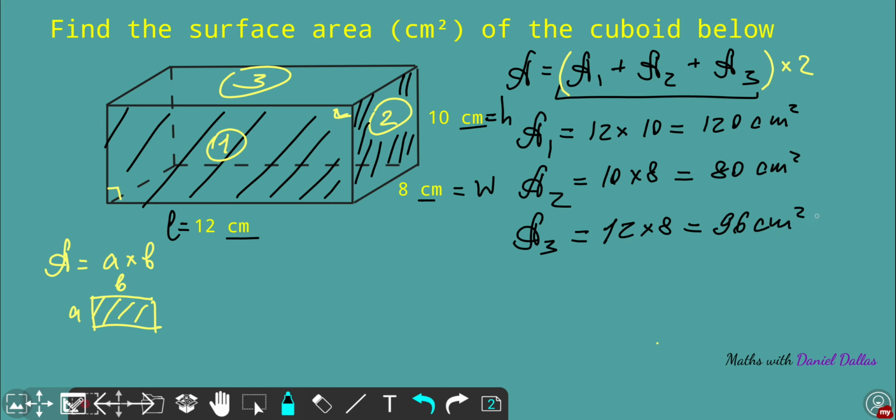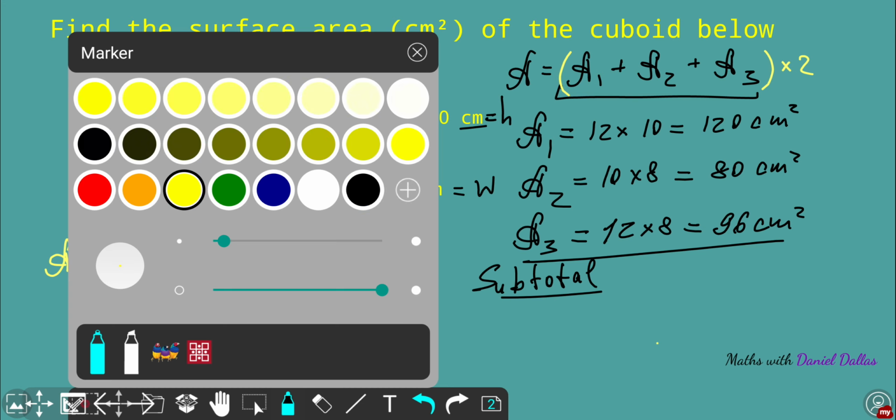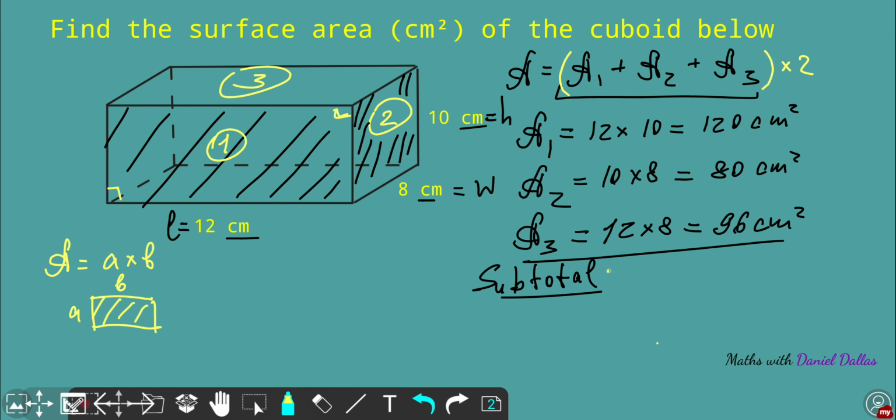All right, it's time to make a subtotal to get this expression in the bracket. The subtotal represents the sum of all three unique faces: A1 plus A2 plus A3. We'll just sum up the interim results. So 120 and 80 make 200, and with 96 we get 296 in total, centimeters squared. And now, in order to find the total area, what we're going to do is the following.